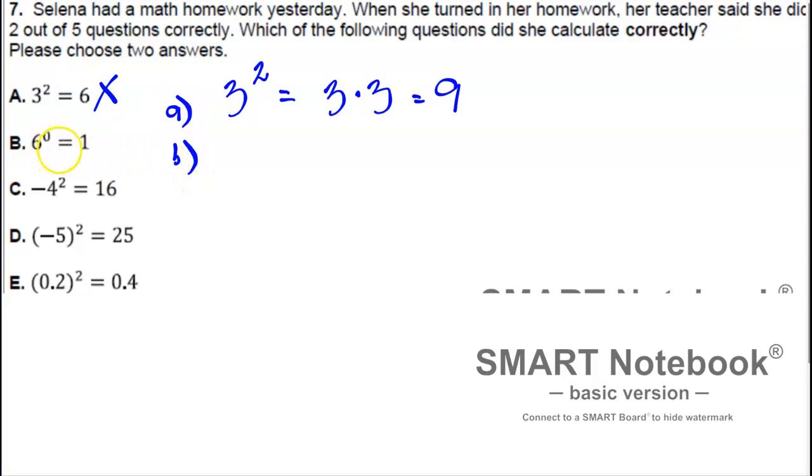You guys are pretty awesome at knowing that any base with exponent 0 will give you the result of 1. So that one's correct. Let's go to C. Do you guys know this stuff? But this was a trap, and a lot of you guys fell into it. So let's be careful. You guys know the base, the exponent, that relationship. So what happened on this one?